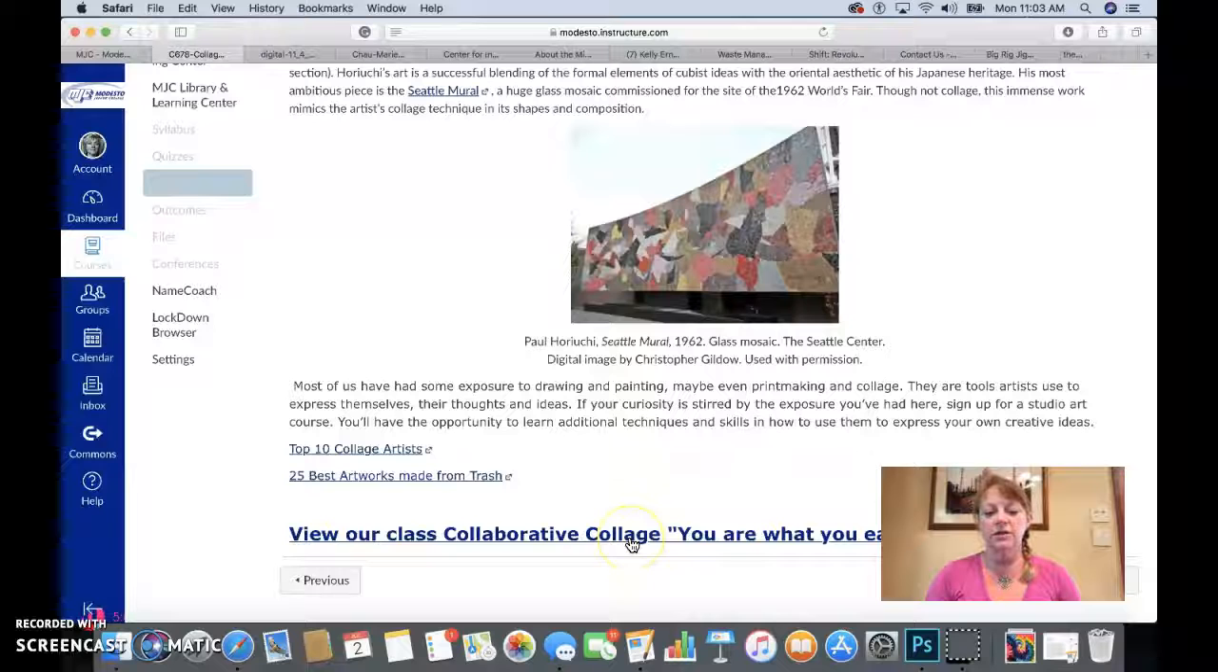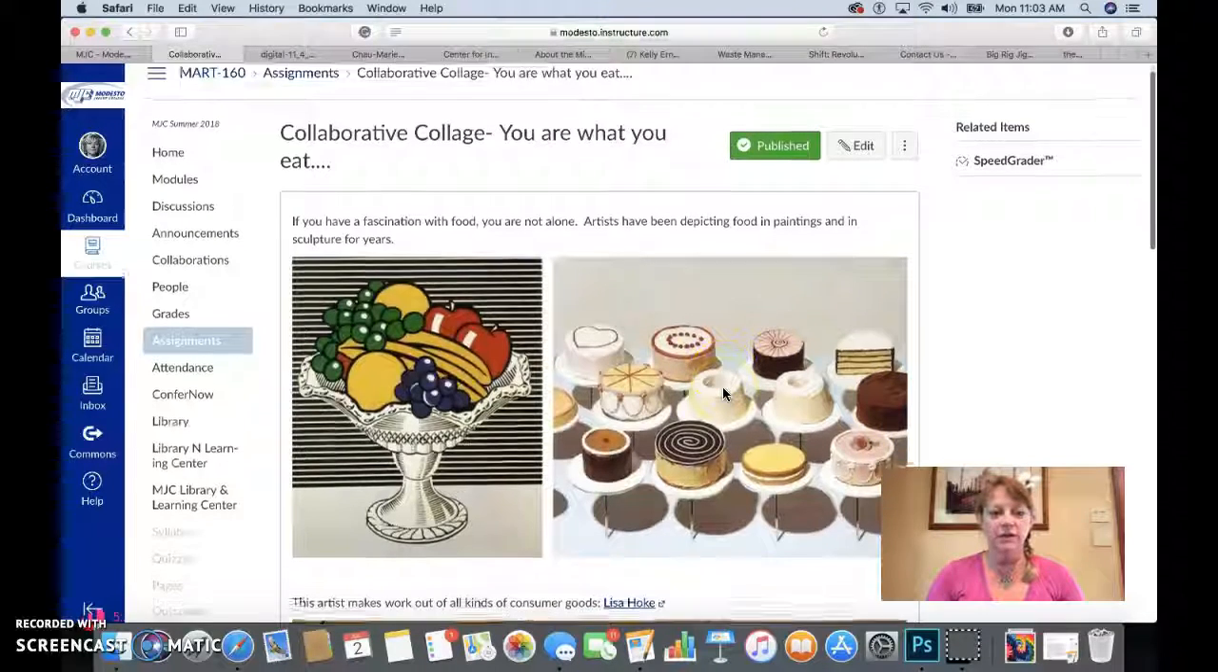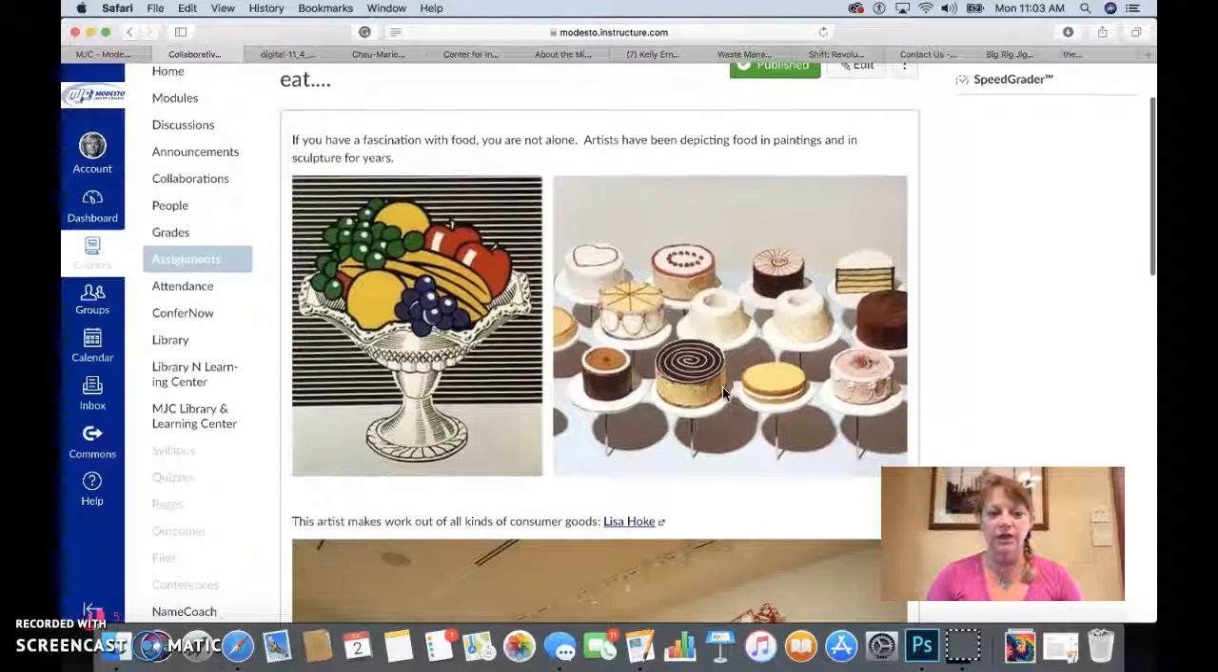This is a collage that we made in the last class. You can view that if you like. When we were in class, and I've been doing it online a couple of times, you guys will be participating in that. So let's take a look at that, so you're aware. This is it, collaborative collage: you are what you eat, okay?